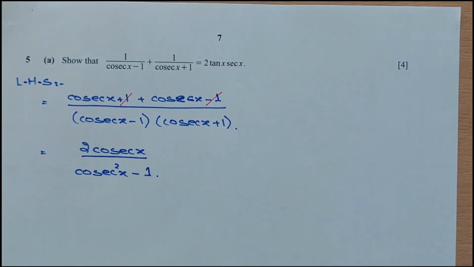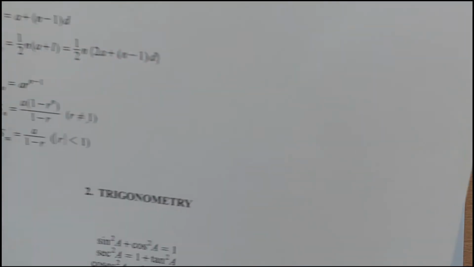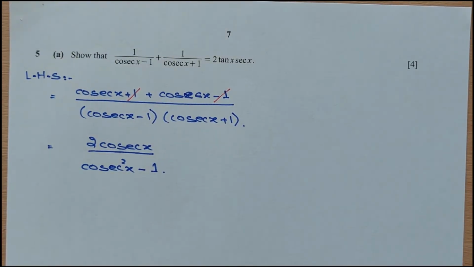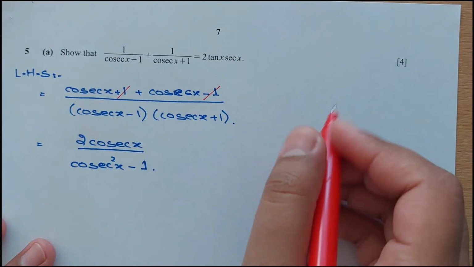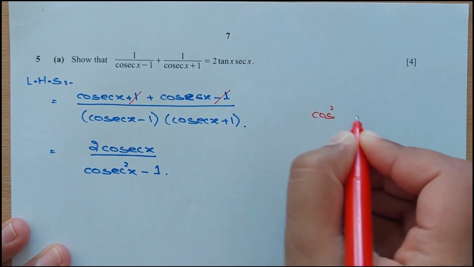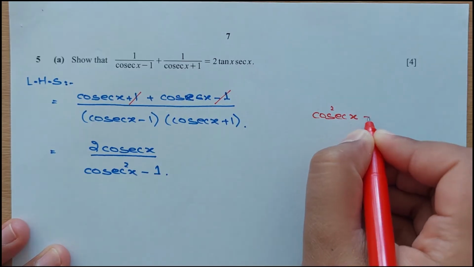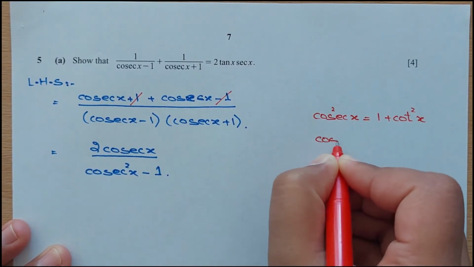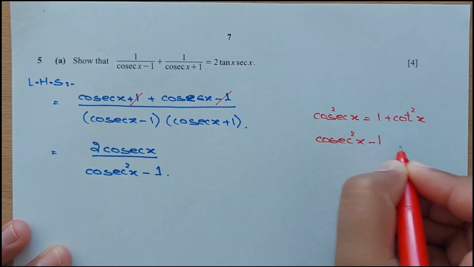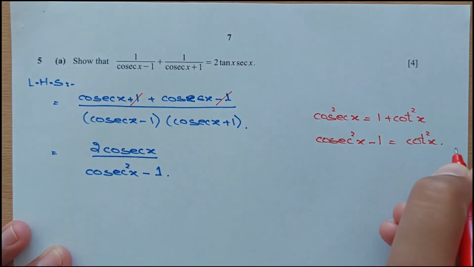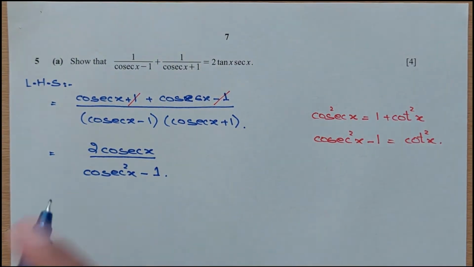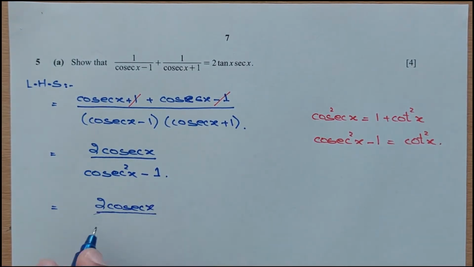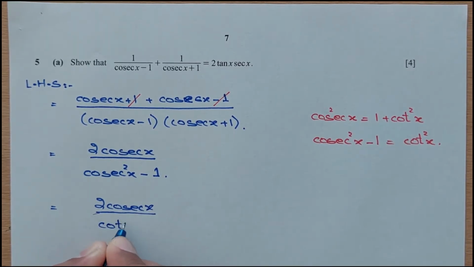minus 1. So here we have to use an identity. We are given that cosecant square of a is 1 plus cot square of a, right? So let me write this down, cosecant square x equals 1 plus cot square x. And what is cosecant square x minus 1? Shifting 1 here, that is just cot square of x. Okay, so we have 2 cosecant x divided by cot square of x.